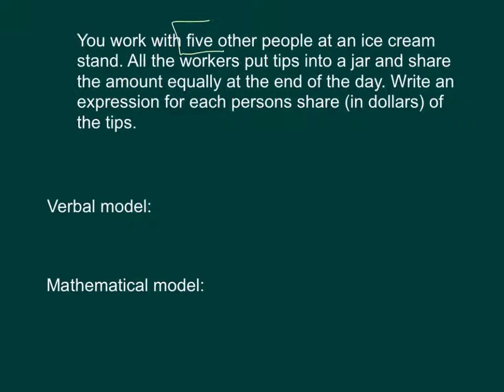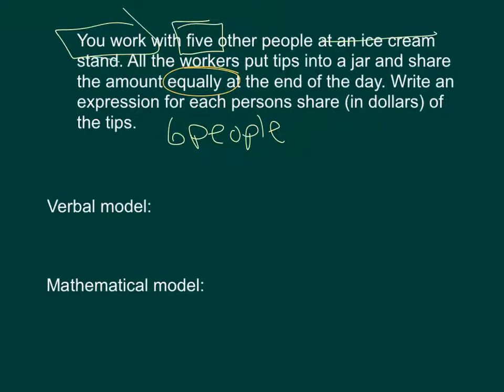We have 5 other people. We have the important word equally. Write an expression for each person's share of the tips. So there's a lot of words here, but not a lot of direct mathematics. We have to understand what's going on here. But what we do know is that it's you and 5 other people. So what we really have are 6 people.